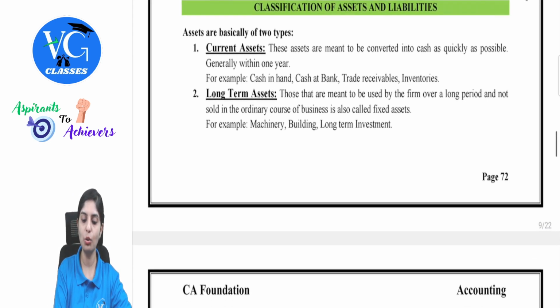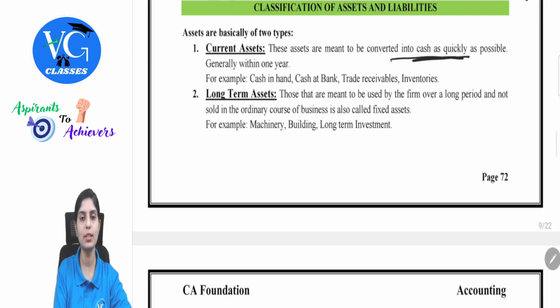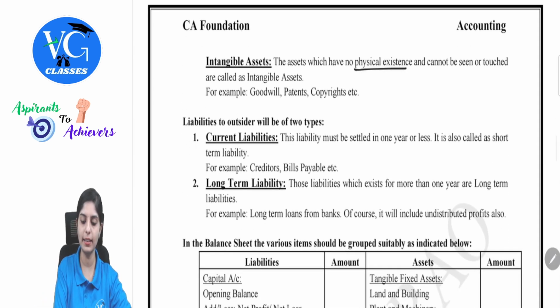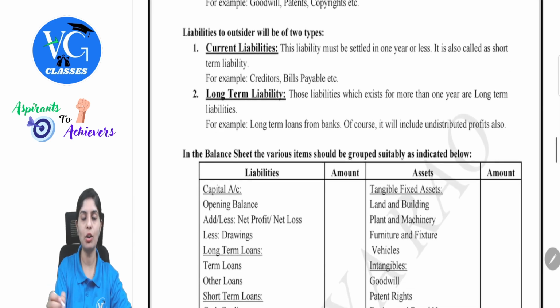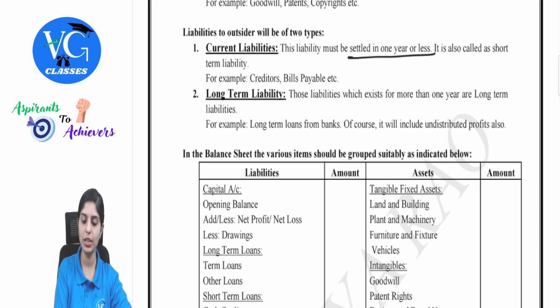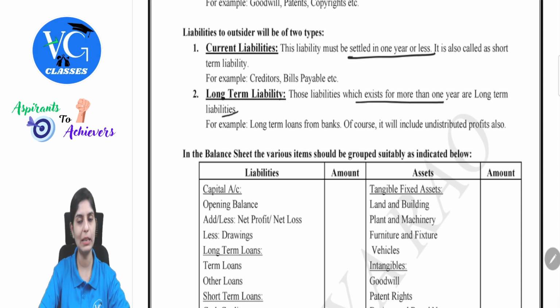Like we mentioned current assets and long-term assets, the meaning of these is just given. What are current assets? Those assets which are converted into cash as quickly as possible. As quick means what is the time frame? Generally within 1 year. Long-term assets are those assets which are used by the firm over a long period and not sold in the ordinary course of business. Intangible assets are those which have no physical existence and cannot be seen or touched. Current liabilities must be settled in 1 year or less; they are also called short-term liabilities. Long-term liabilities are those which exist for more than 1 year.